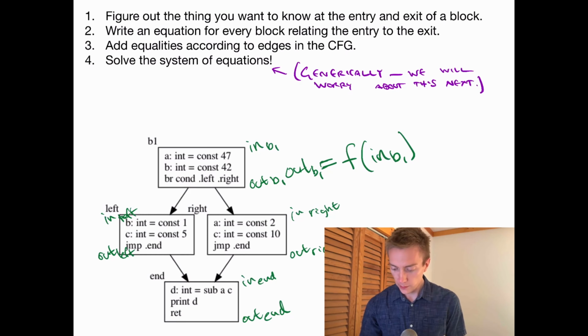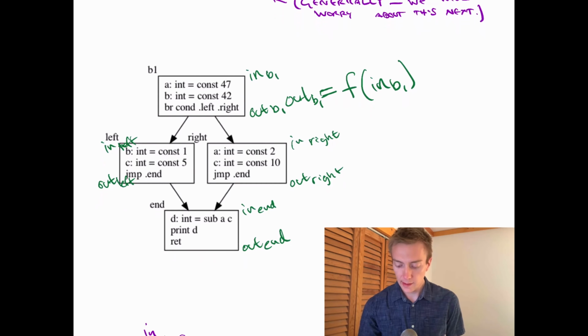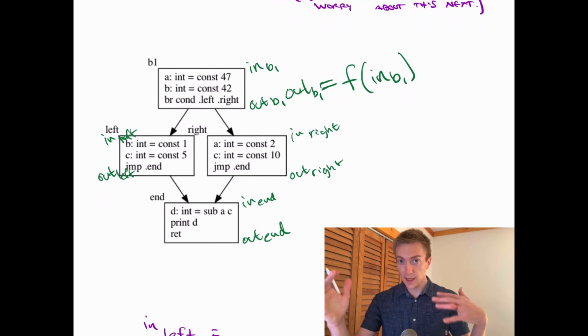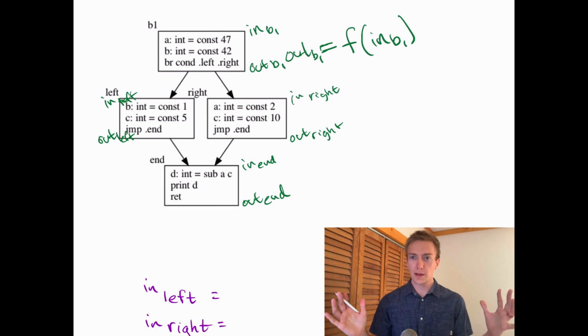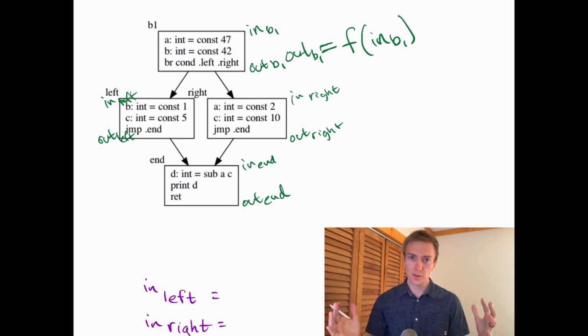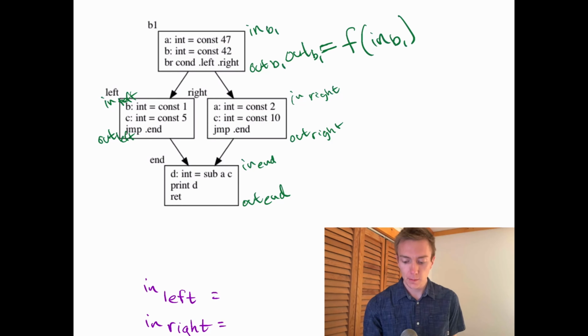We will also want to relate the blocks to each other. That is, the exit of one block to the entry of another one. So here's my question for you. I want to know what to write for this equation in order to capture the edges in the graph. That is, what should I make the variable in left, that is the value for some arbitrary quantity, which we can imagine as sets of reaching definitions, but anything we want to ask about, like what is true about the program at the entry to the left block. What should that be equal to in order to capture the structure of this CFG?